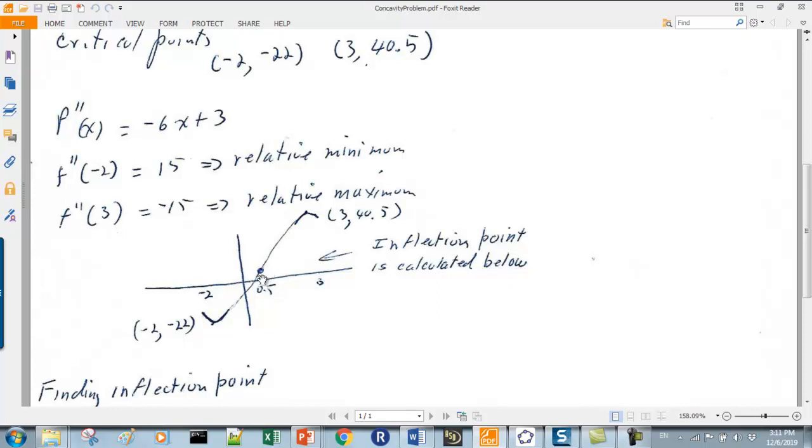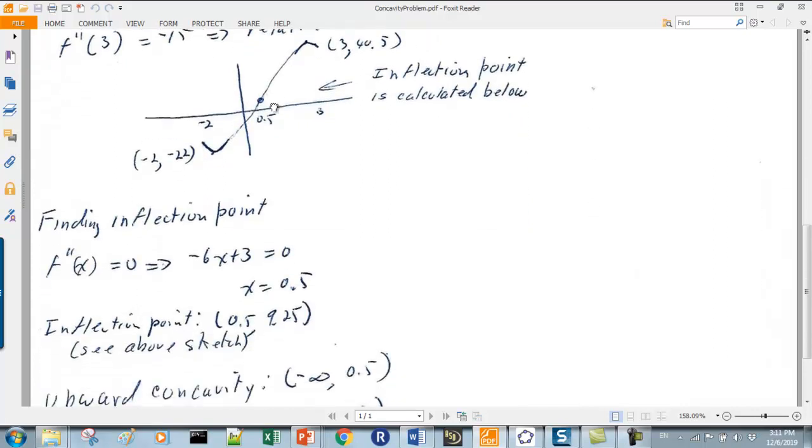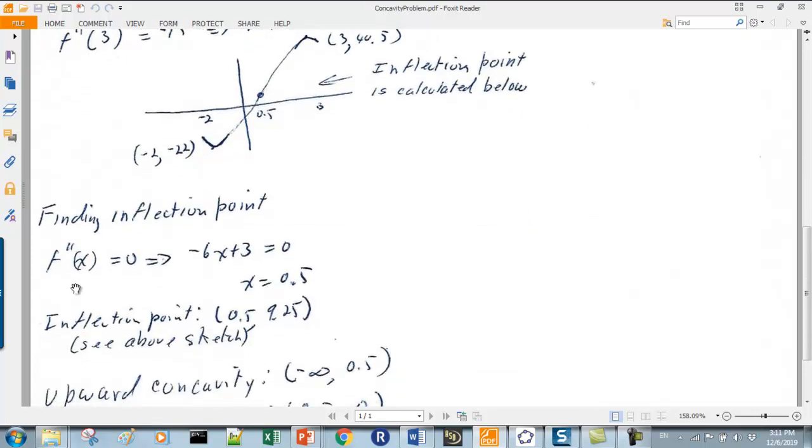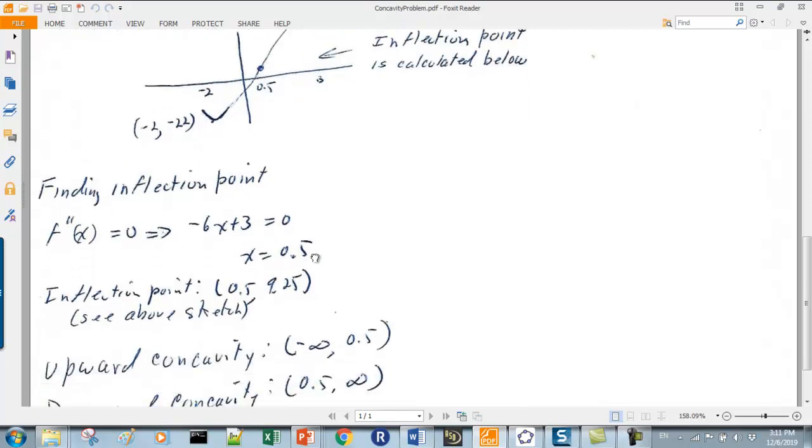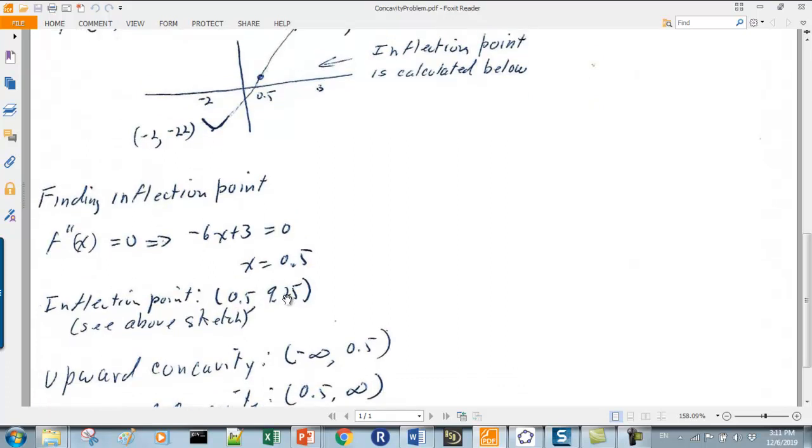And now I would go and find this point because this is my point of inflection. So how do I find the point of inflection? I take the second derivative and equate it to 0 and solve. Notice I get x equals 0.5. And so then the inflection point will be 0.5 comma 9.25. Again, I get this 9.25 by placing x equals 0.5 in the original function.